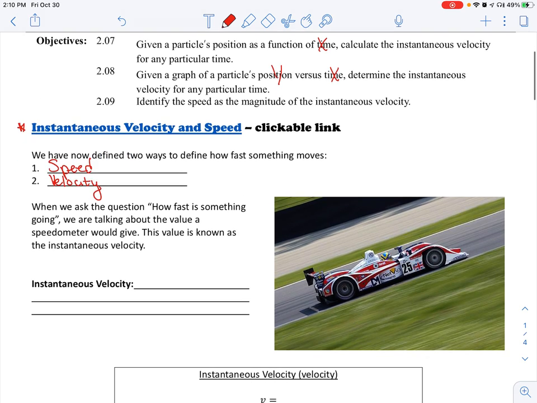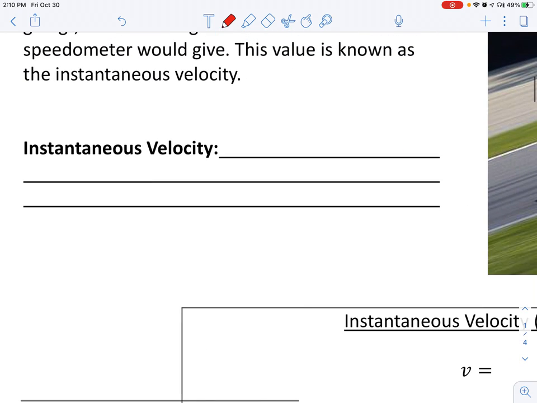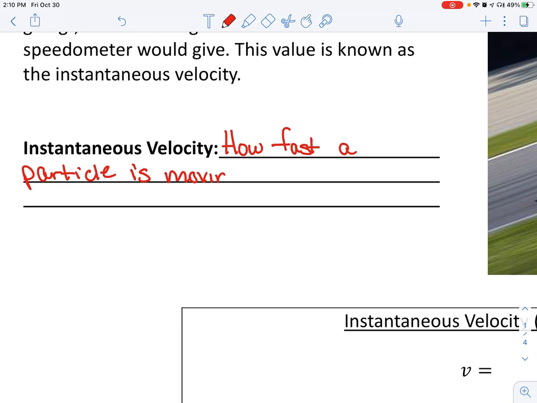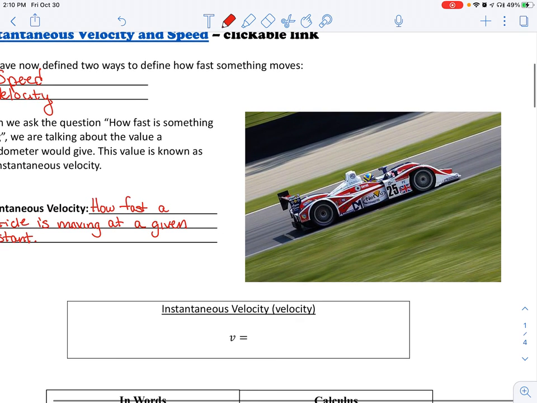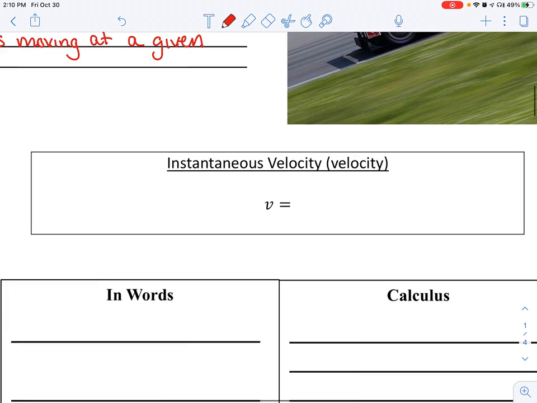Let's define instantaneous velocity because I know you guys can't wait to write a whole bunch. It is how fast a particle is moving at a given instant. Okay, so like this race car. Okay, I really enjoy being weird in case you're wondering.